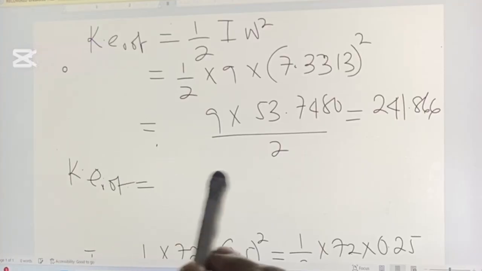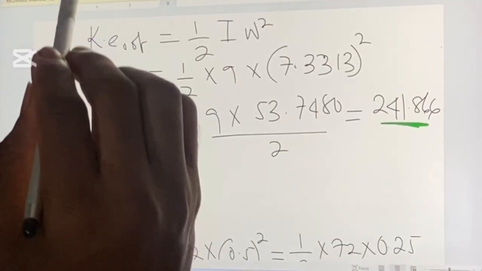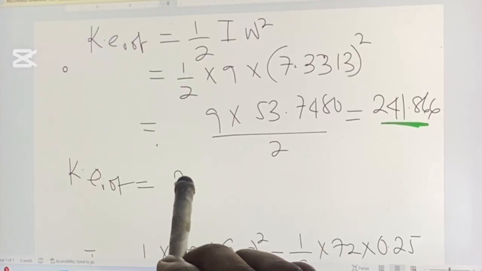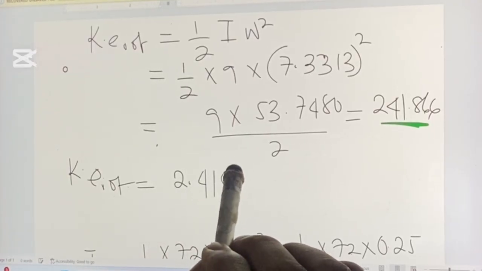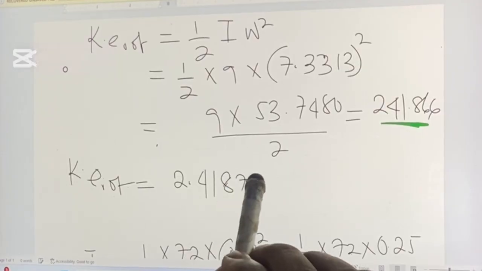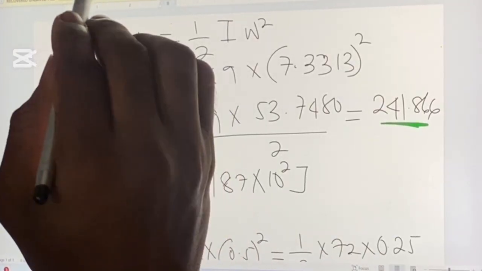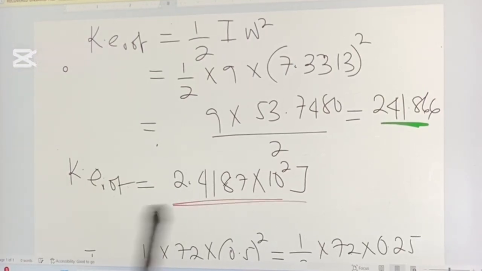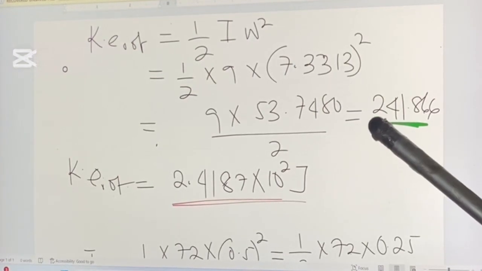So our rotational kinetic energy will be equal to, when you represent this in standard form, class, 2.4187 times 10 raised to the power of 2 joules. So this is my rotational kinetic energy.